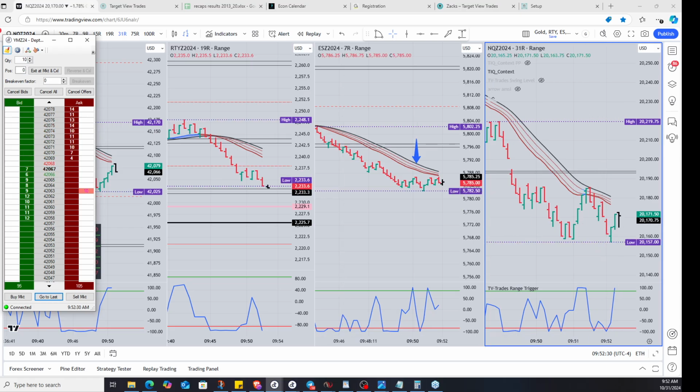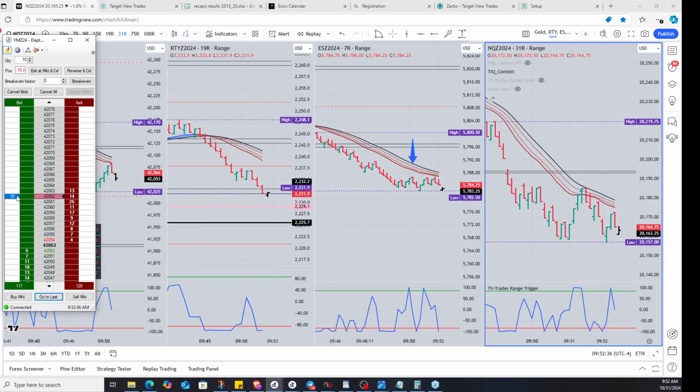And the NQ is about to give us another trade here too. So get ready on the NQ for the down close. There it is on the YM. Stop going to break even. Now with the YM trade, the stop goes to break even after 10 ticks in profit. Sorry, 10 ticks in profit.